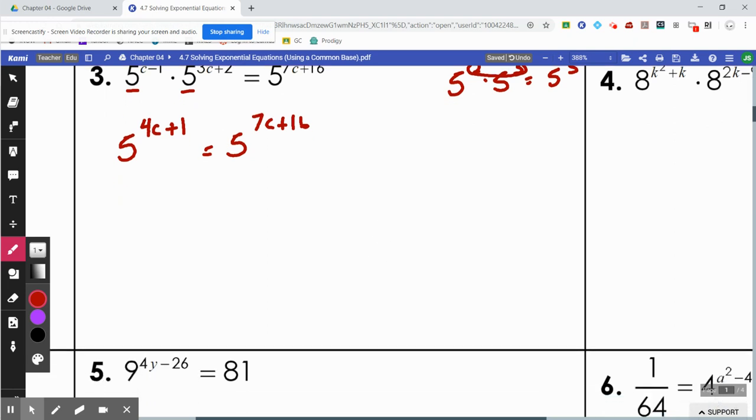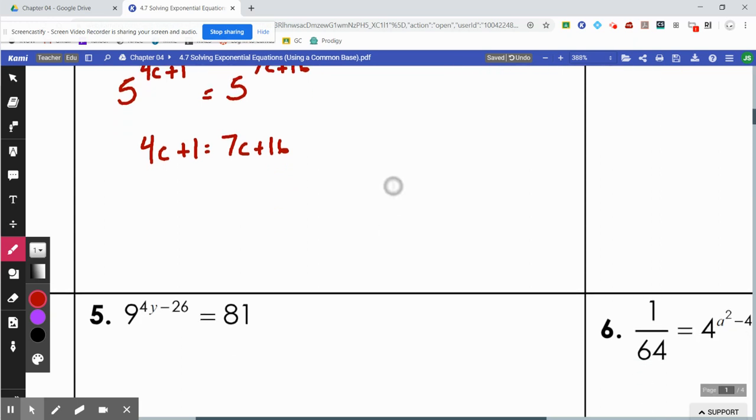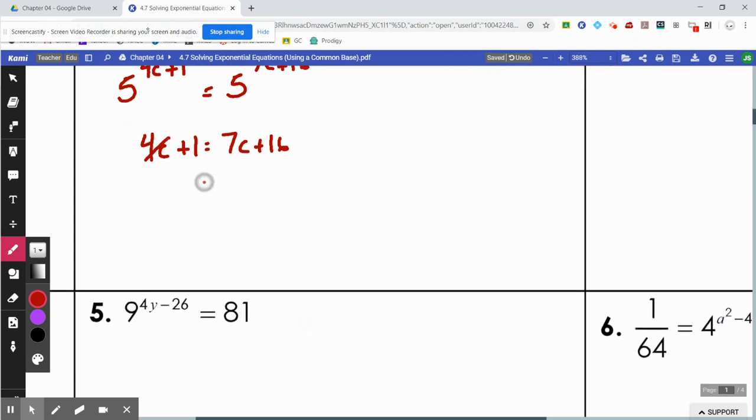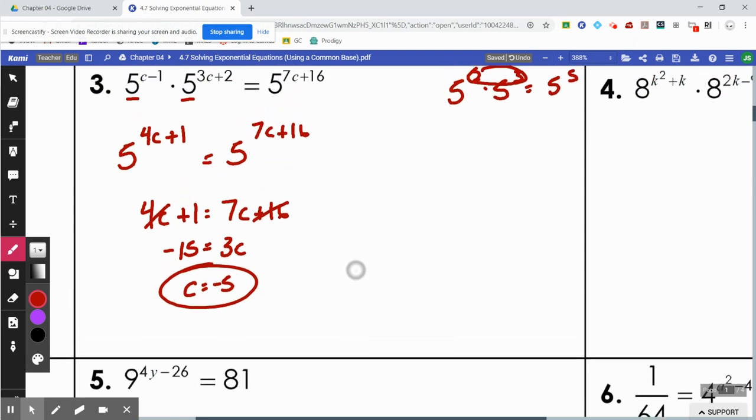Now it's done the exact same way. 5 to a power equals 5 to a power. The only way that can be true, one-to-one rule, is if the powers are the same. So 4c plus 1 equals 7c plus 16. Let's move our 4c's by subtracting. We now have 3c's. Move your plus 16 by subtracting. 1 minus 16 is a negative 15. Divide by 3 and you get c is negative 5.